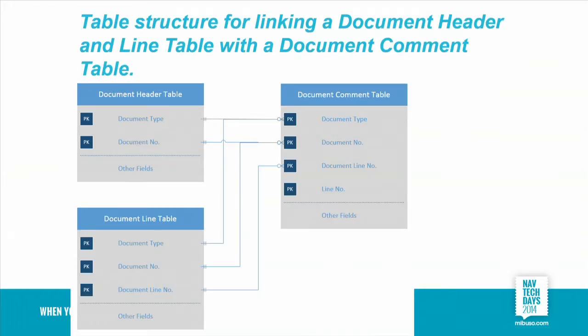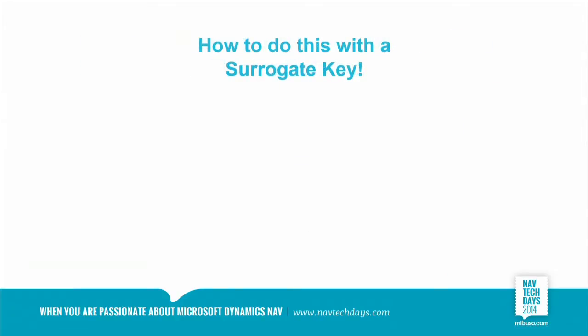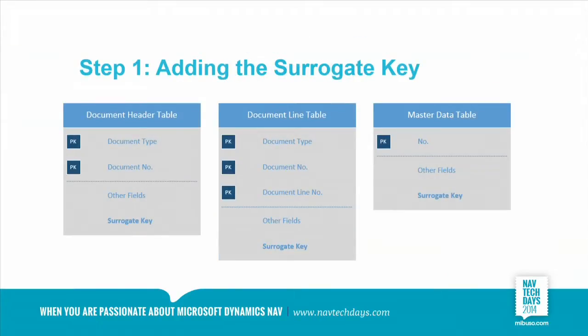We have a document header, we have a document line, we create a specific comment table to this document with the primary key. We do the same for a master item. We create a specific comment table to this master item with all the other fields. And then with the surrogate key, I just add a surrogate key to these master tables. And if that was there already, let's dream that it was just in the system, we could use it to do links.